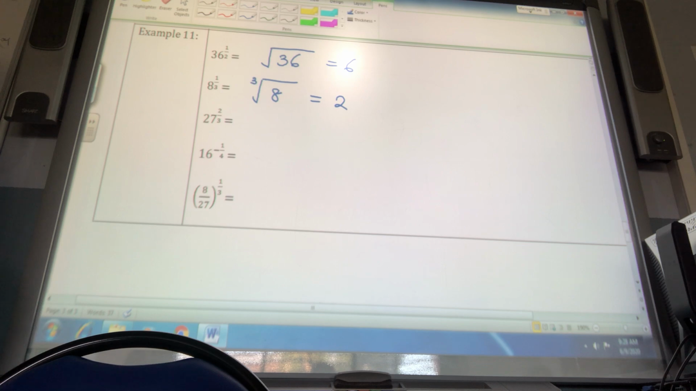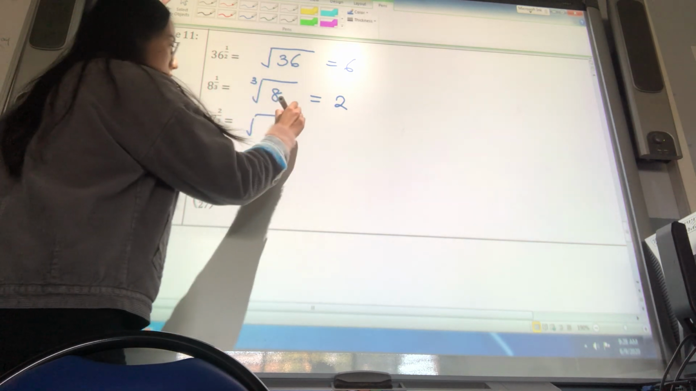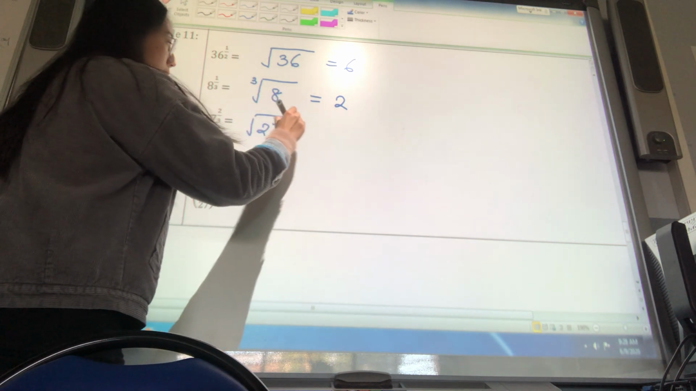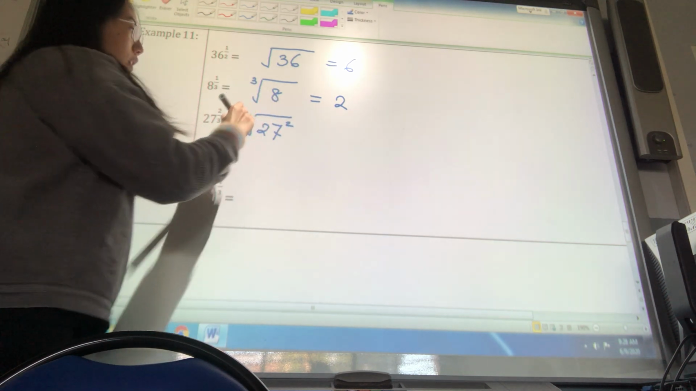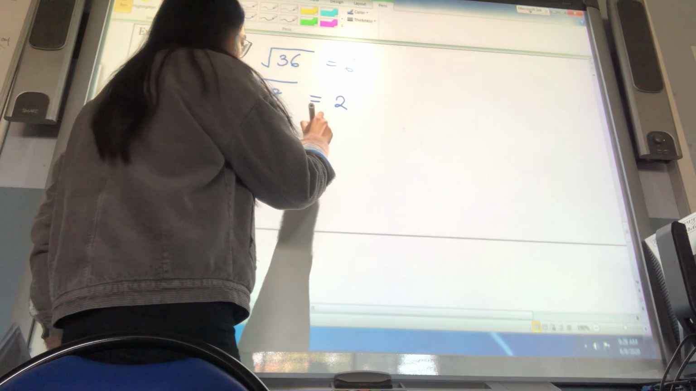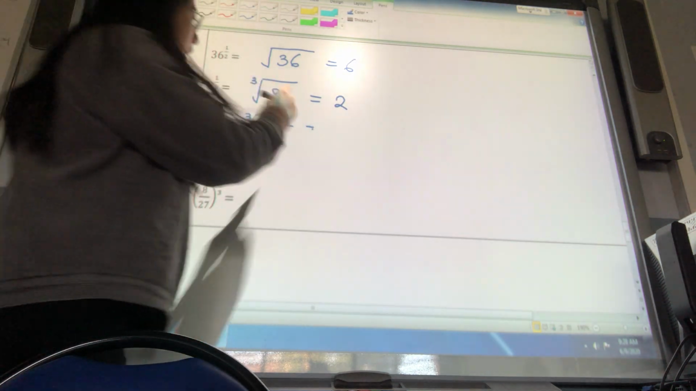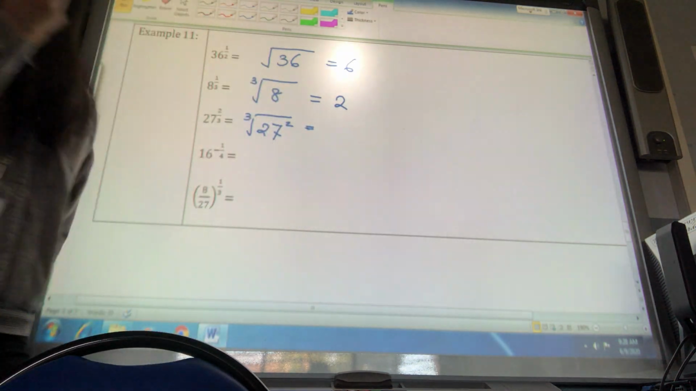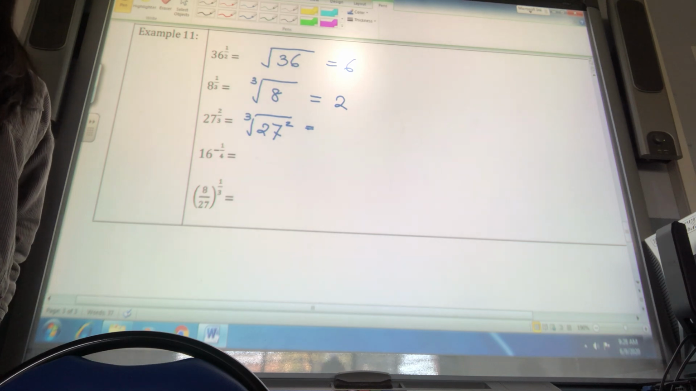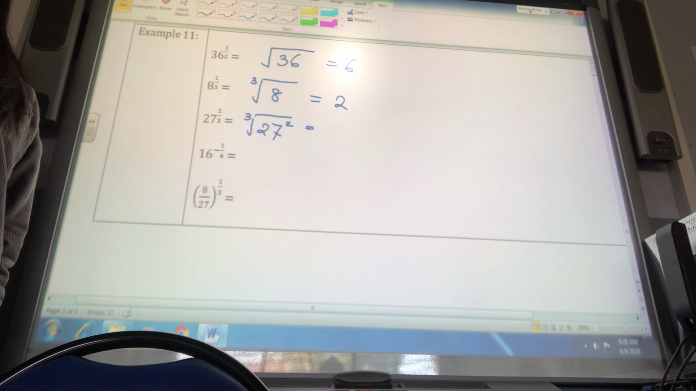Next one, 27 to the power of 2/3. So inside a surd, you have 27 to the power of 2. Outside you have 3. And you can just put this whole thing into the calculator. 9? Actually, here I can even, I'm not sure if in your homework this will come up, but 27, can I write it as something to the power of something?